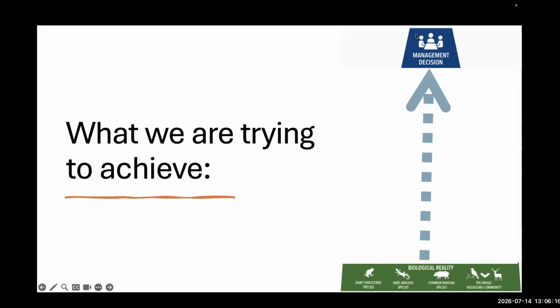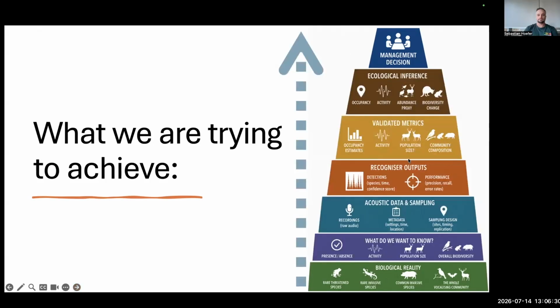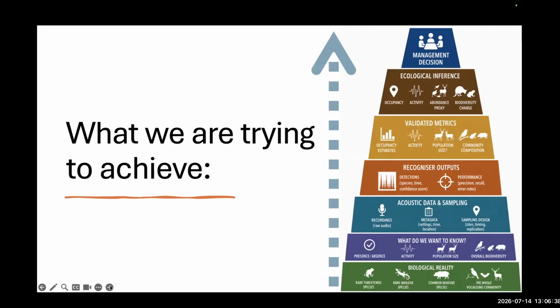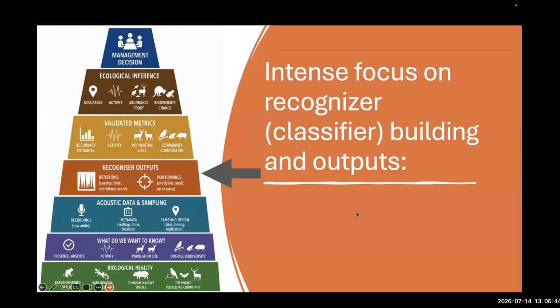So what we're trying to achieve is this. We've got biological reality or something like biological reality out there in the world, and we want to make management decisions from the information we get from ecoacoustics. So that we should all agree on that. But there should be a lot of steps in between biological reality and making a management decision. And today, what we are all going to be talking about is these steps in here.